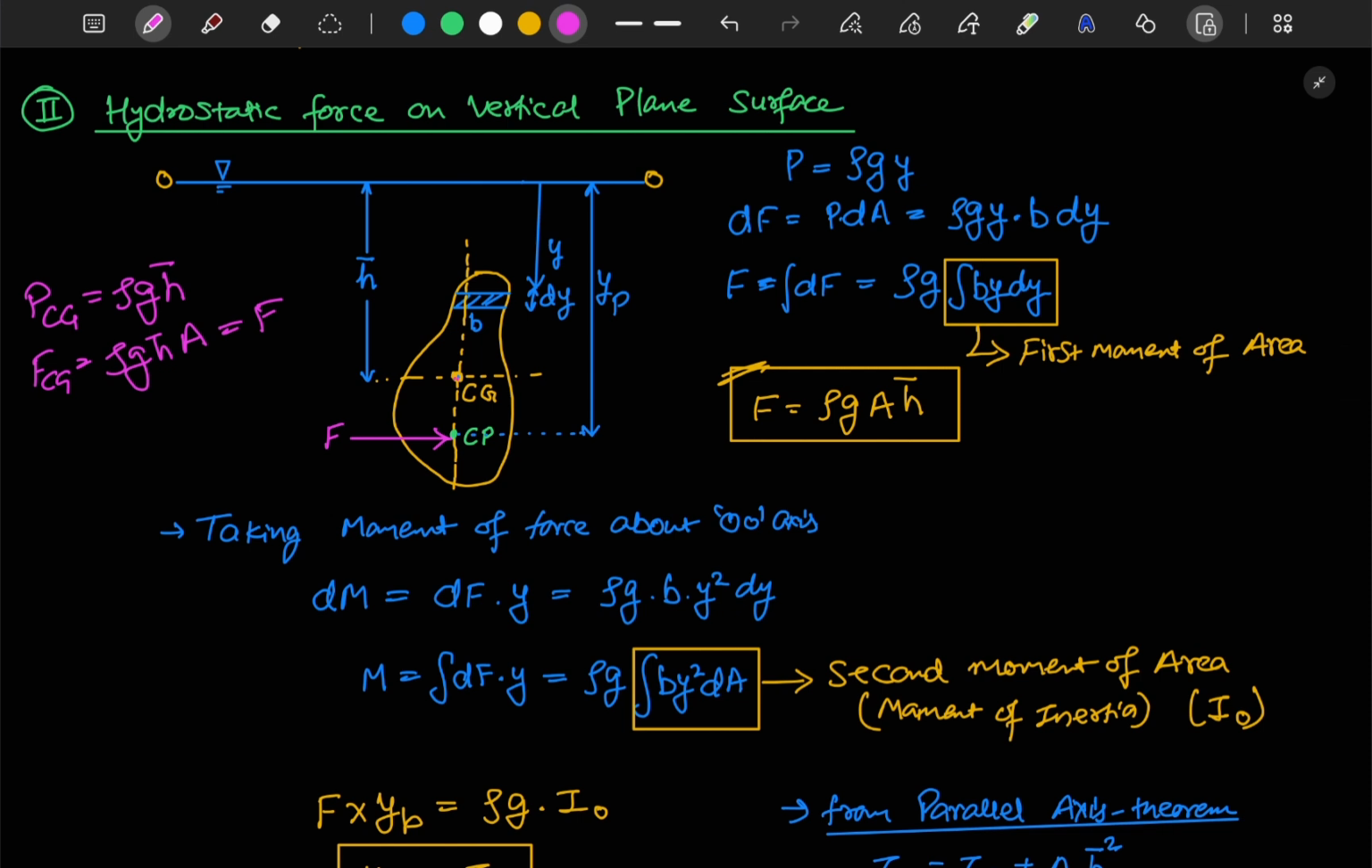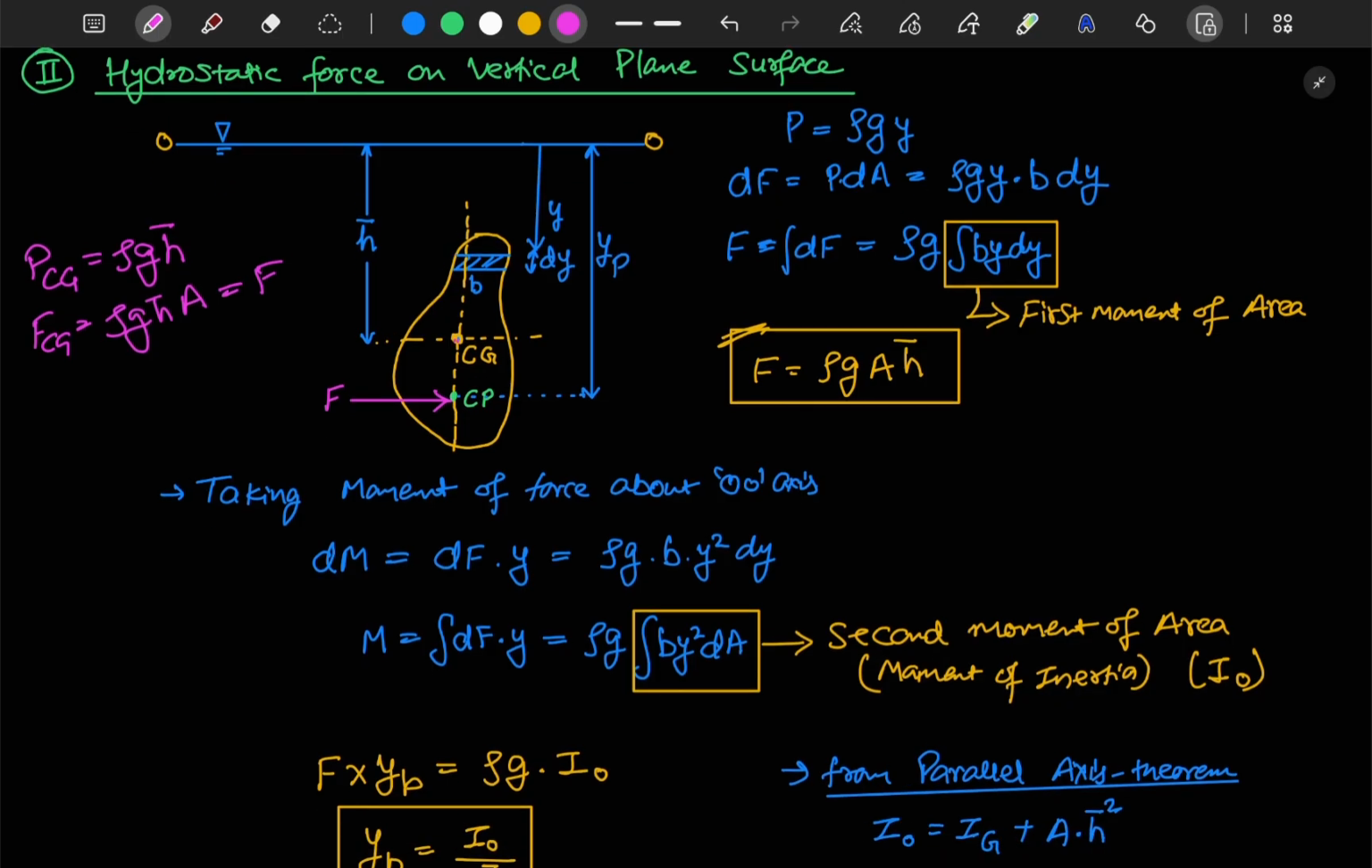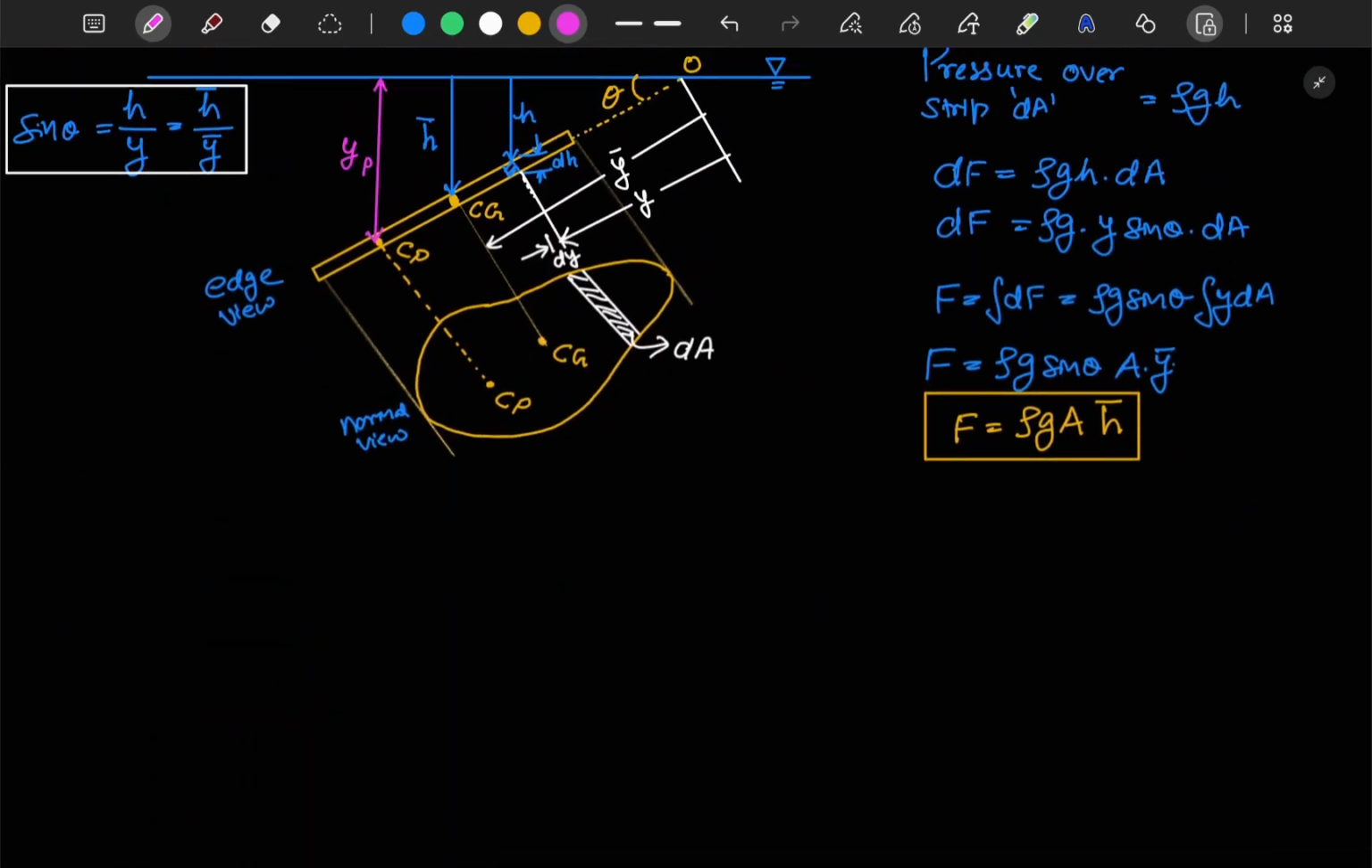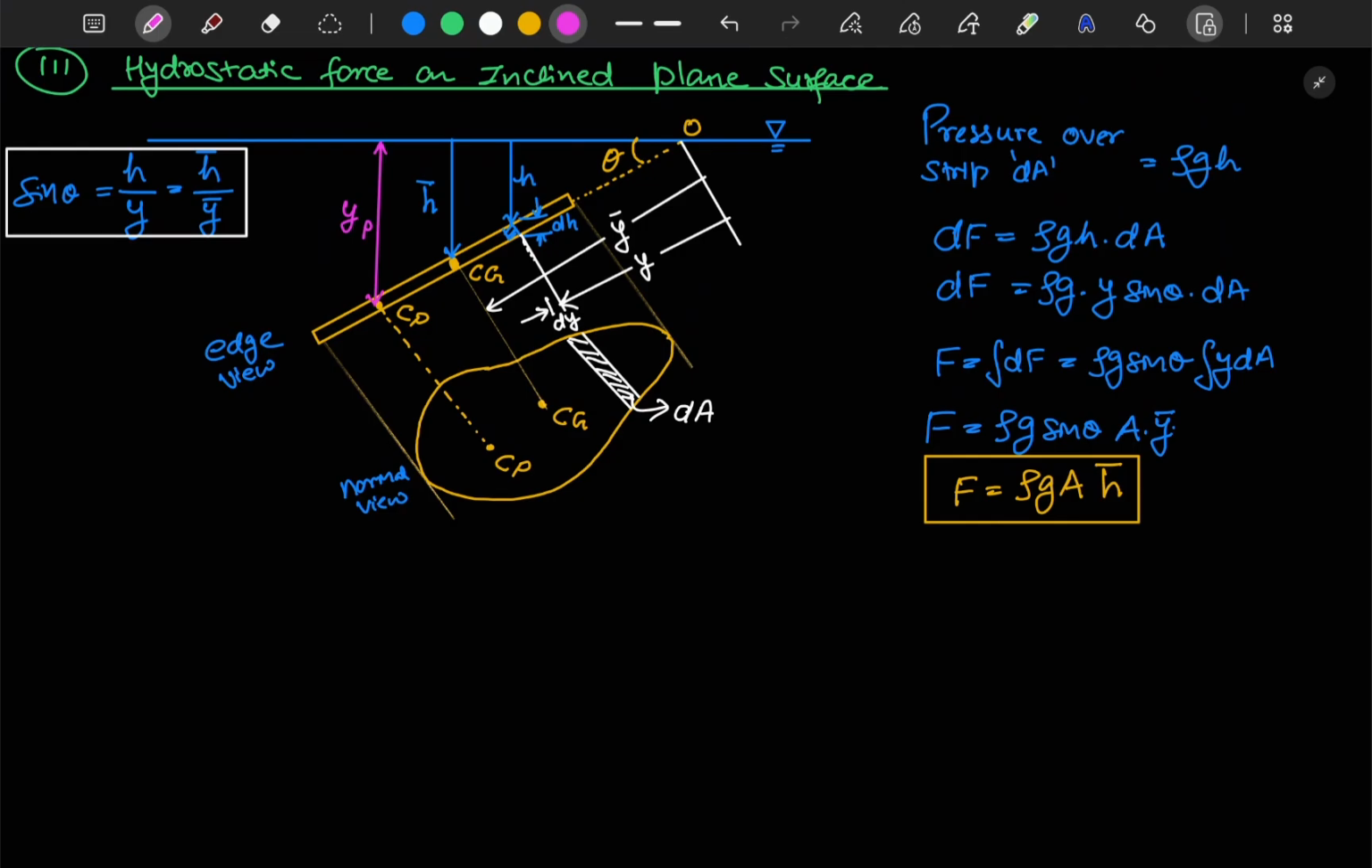I hope you get this point now. Similarly in this case also we have the same force value. The hydrostatic force on a plane surface is independent of the orientation of the plate or the surface inside the water. The force will always be the same.